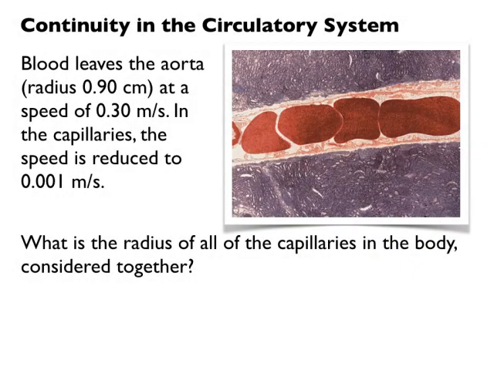So it leaves the aorta, which has this radius, at a speed of 0.30 meters per second. In the capillaries, the speed is reduced to 1 millimeter per second. That's an actual picture of blood moving through a capillary, and the red blood cells are basically going through single file at that point. The flow is quite slow, and you want that to be true because you have to have time for the magic of diffusion to take place.